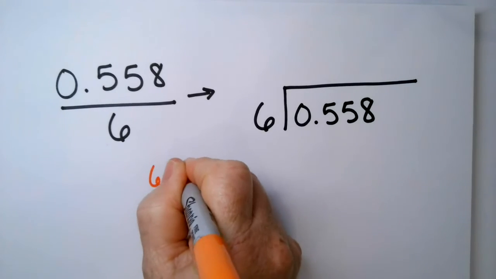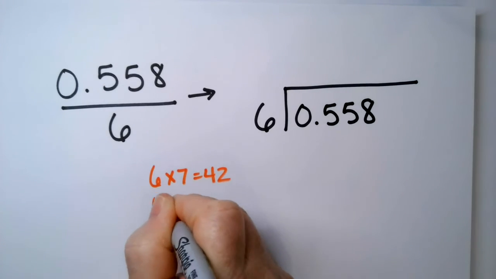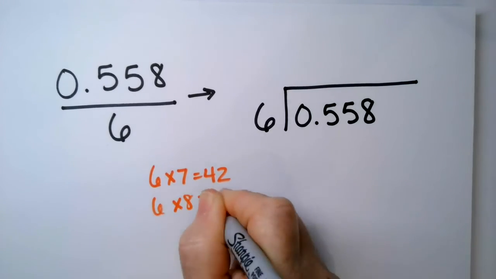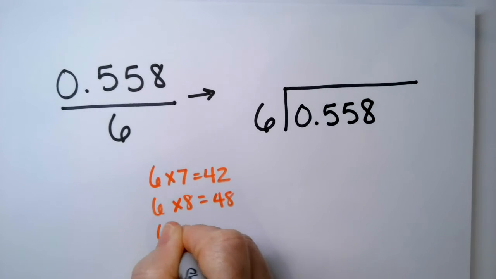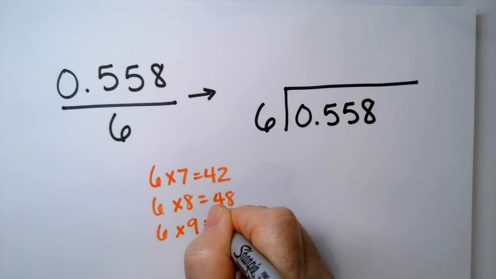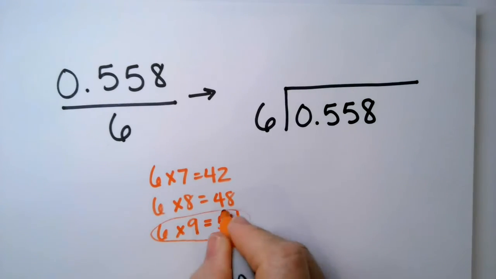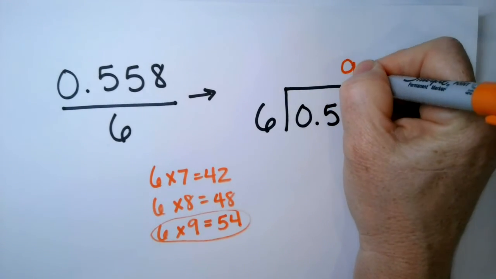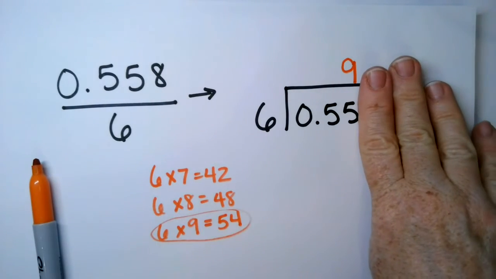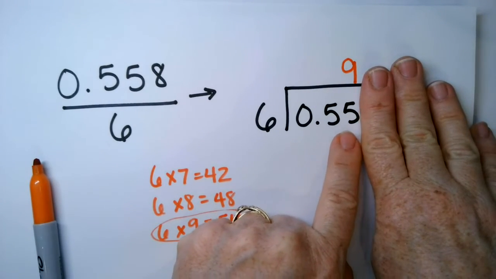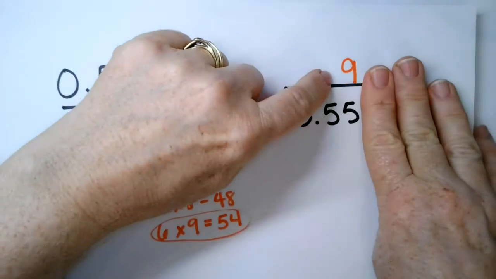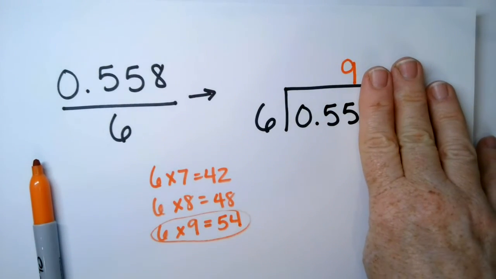6 times 7 is 42. Here, help me. 6 times 8 is 48. 6 times 9 is 54. Oh, that's real close, isn't it? This one is. Okay, so I'm going to put a 9, and the 9 goes right over the second 5. You see that? All right, so it's important. If you put it here, you get the wrong answer by a factor of 10.